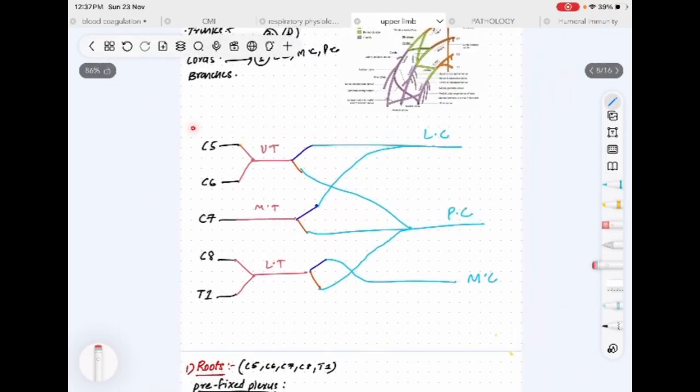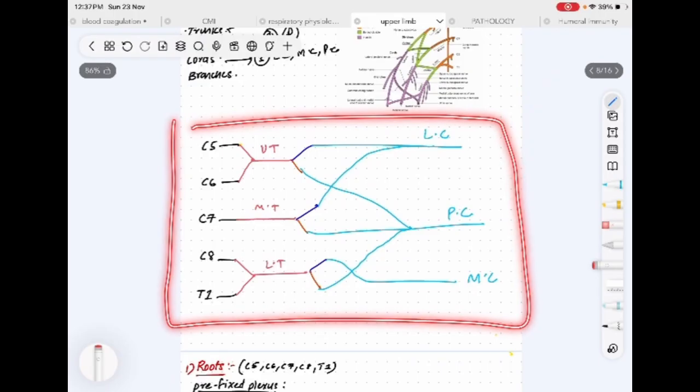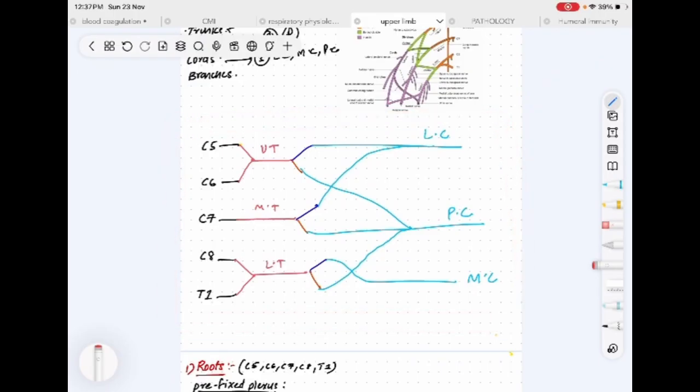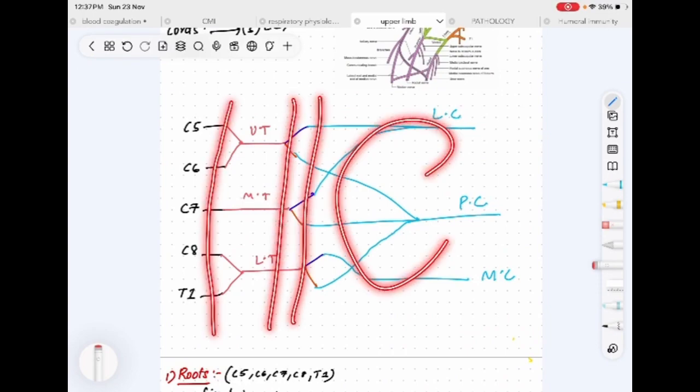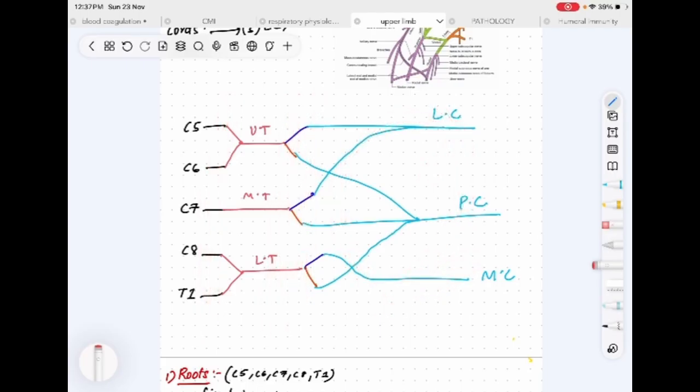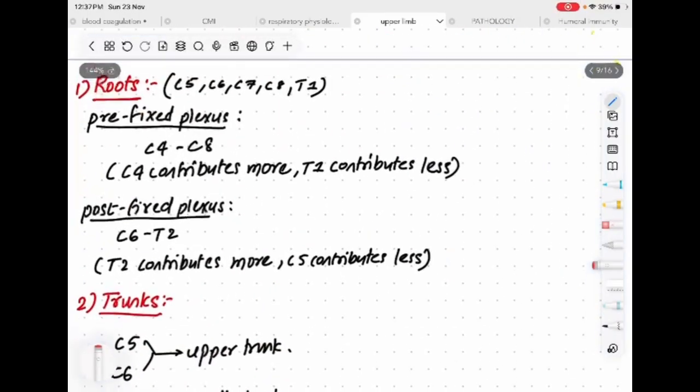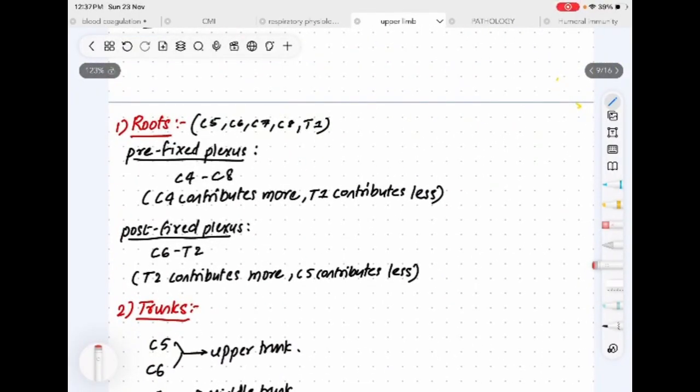So this is the schematic representation of brachial plexus. You can represent it like this in the exam for time saving. So till here, these are roots, these are trunks, these are divisions, and these are cords. From cords, branches emerge. First, we'll be discussing each component in detail.